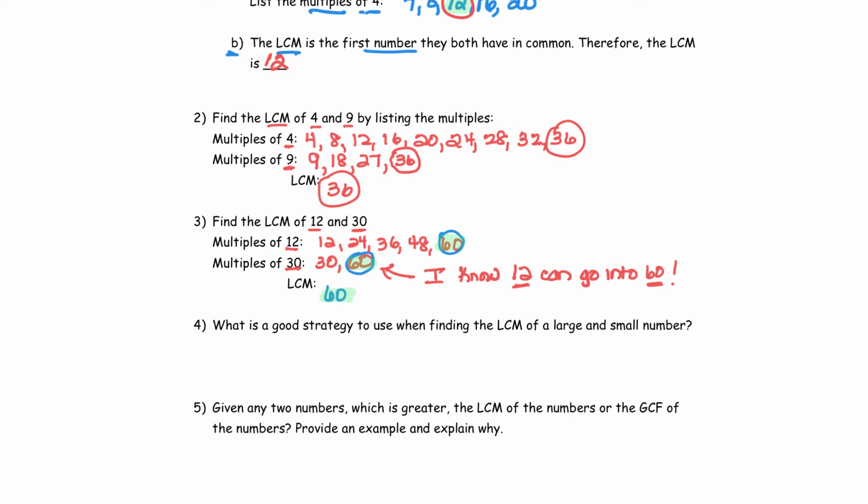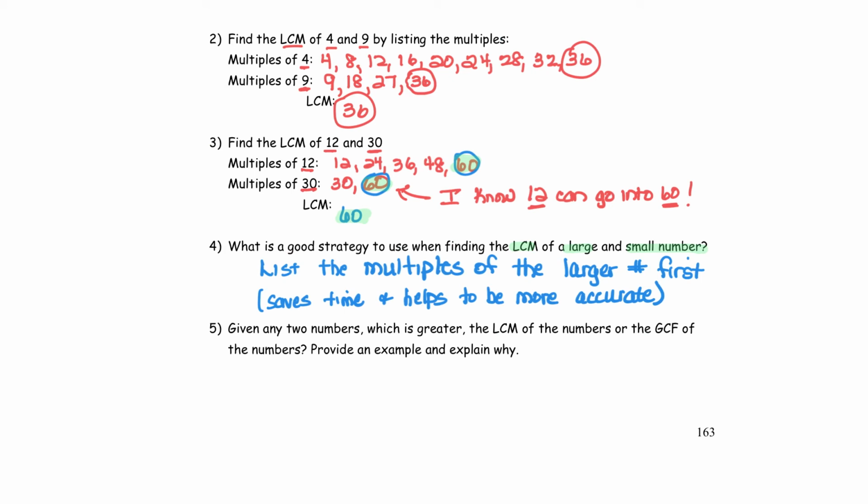Let's take a look at number 4. Number 4 says, what is a good strategy to use when finding the LCM of a large number and a small number? Pause the video. We talked about it in the previous problems and I just stated it. Pause the video, see if you can write that in words. Okay, so if you look at the answer to number 4, the good strategy is to list the multiples of the larger number first. This saves time and it helps you to be a bit more accurate.